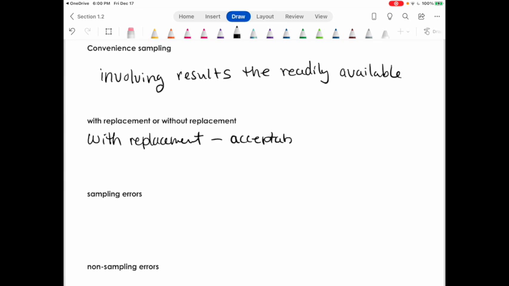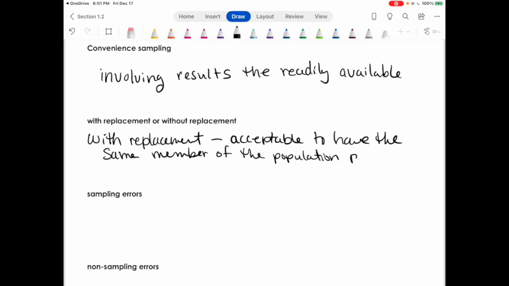So with replacement, that's when it's acceptable to have the same member of the population picked more than once. Most of the time that probably won't be the case, but there are times where that is appropriate.